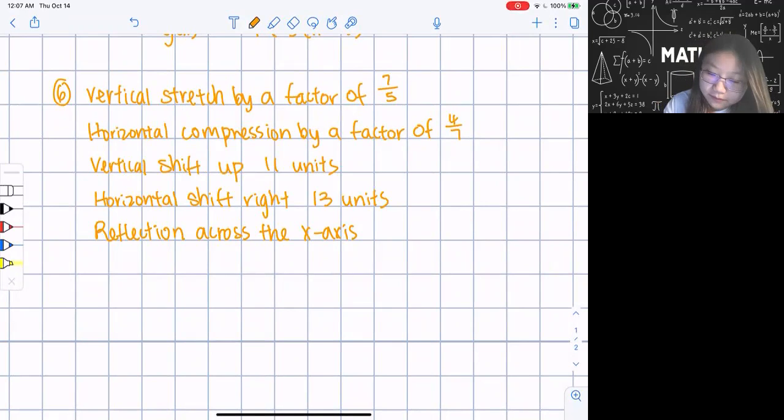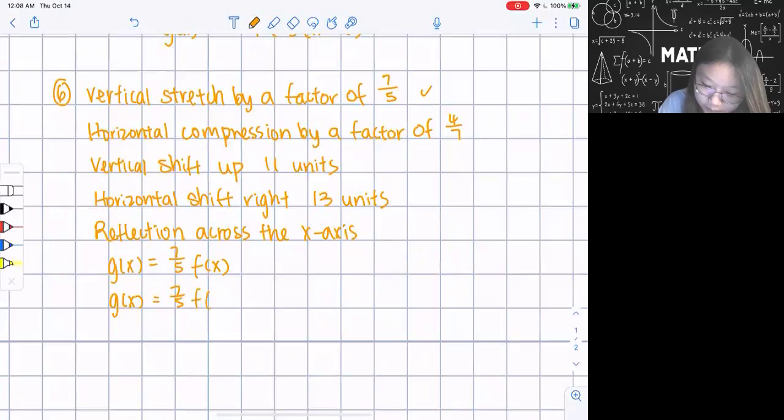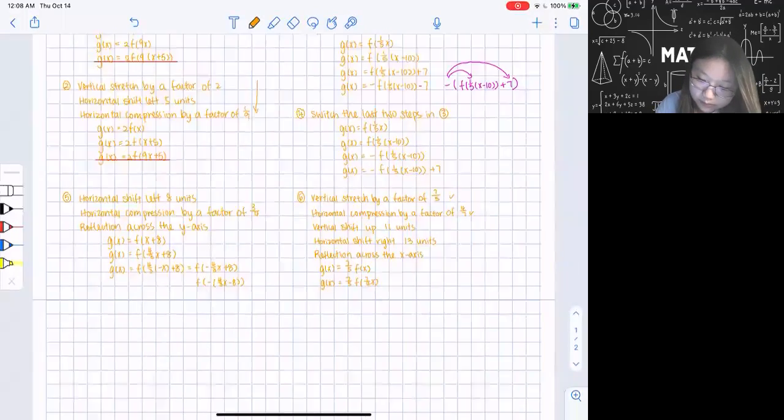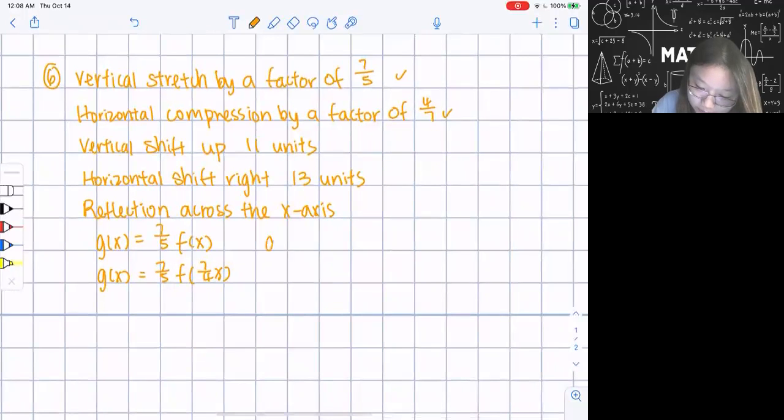So here, my first step, I'm going to have g of x equal to 7/5 f of x. So that's my first transformation done. Then I'm going to have g of x equal to 7/5 of my f of 7/4 x. Remember, reciprocal. So my second step is done. And then I'm going to write g of x is equal to 7/5 f of 7/4 x plus 11.